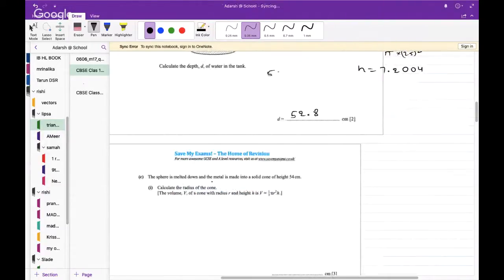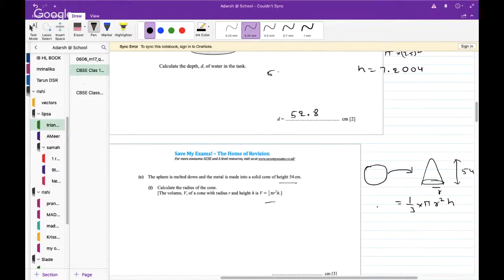The sphere is melted down and the metal is made into a solid cone of height 54. So the sphere is melted and made into a cone. Remember that the volume of the solid sphere is equal to the volume of the cone. So calculate the radius of the cone. You have to figure out the radius, let me call it r. The formula is given: 1 by 3 pi r square h is equal to the volume of the sphere.